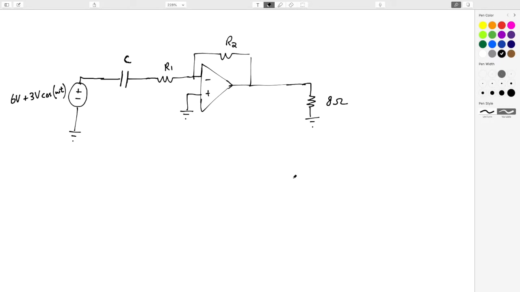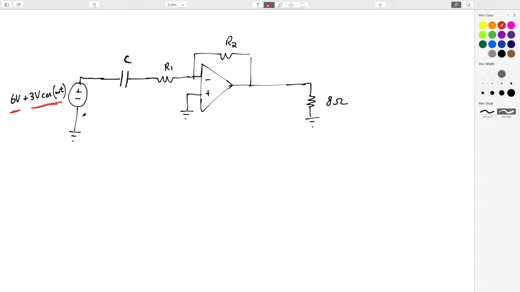Okay, in this video we're going to look at what would be an audio amplifier circuit, let's say, and this is a very common configuration for one. In particular, what we're going to see is how this circuit responds to a voltage source which has two components at two different frequencies. One of those components is at 0 hertz, the other is at some frequency omega.